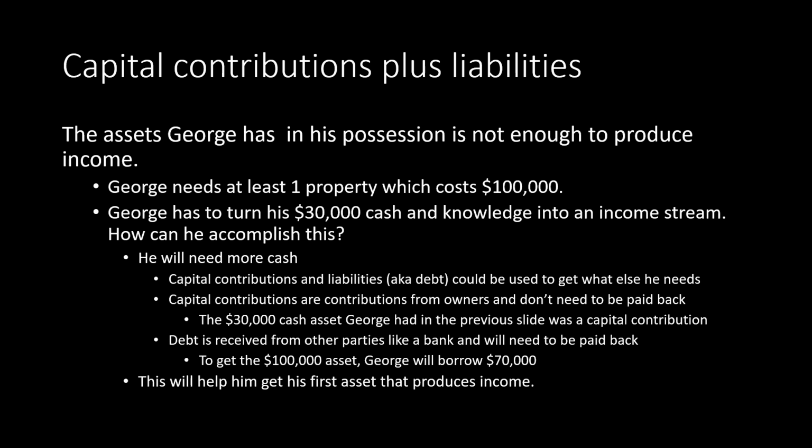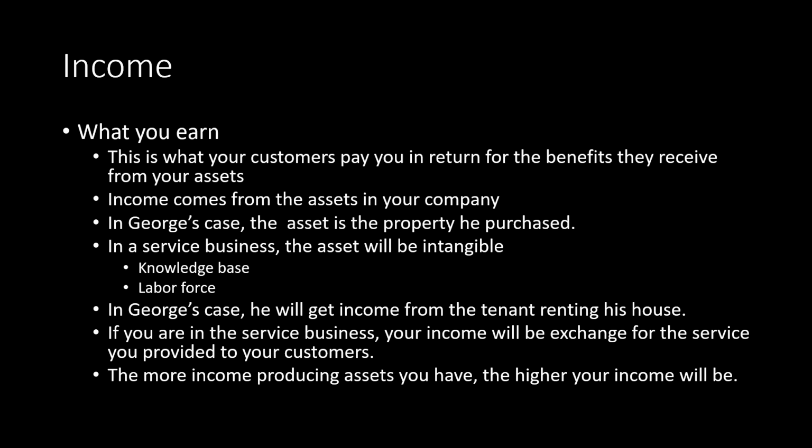In his area, the average property price is $100,000. Well, he has 30,000 cash. He needs to get 70,000. So the 30,000 cash he had in his business, that was a capital contribution from his personal funds. Basically, that's money he put in his business that he does not have to pay back. But that's not enough to get a property. So he needs to borrow $70,000 from the bank, which is his liabilities or debt, in order to get that income producing asset. So once he gets the $100,000, he can get his first asset that can produce income. And with that, he's now ready to produce income.